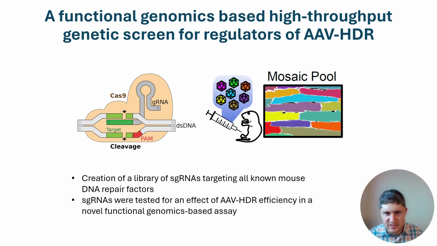And so what we did is we designed a library of guide RNAs targeting all known mouse DNA repair factors, packaged that library within an adeno-associated virus, and then delivered it to newborn mice expressing Cas9. And so this is a depiction of the result. The idea is that we're creating different mutations in each cell within the mouse heart. Some of those mutations will affect HDR efficiency, some will not.